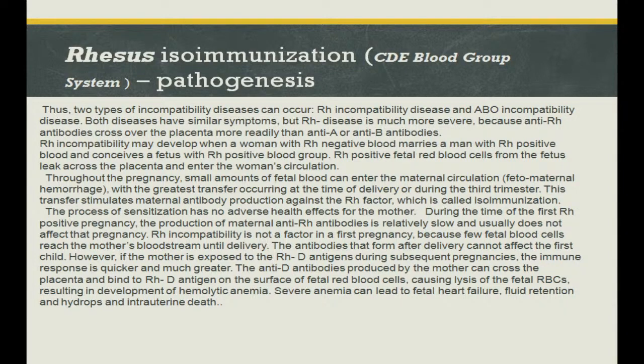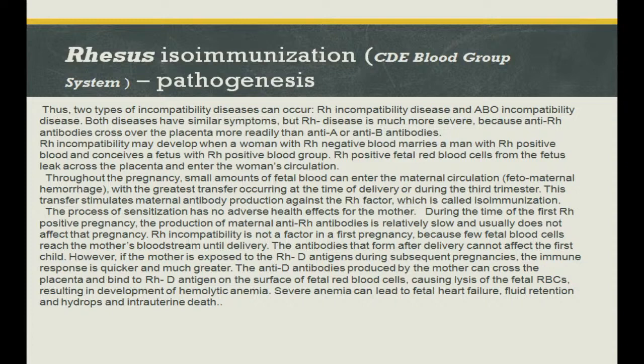Rhesus incompatibility is not a factor in the first pregnancy because only a few fetal blood cells reach the mother's bloodstream until delivery. The antibodies that form after delivery are present in large amounts, but they cannot affect the first child because the child is already out, just expelled.